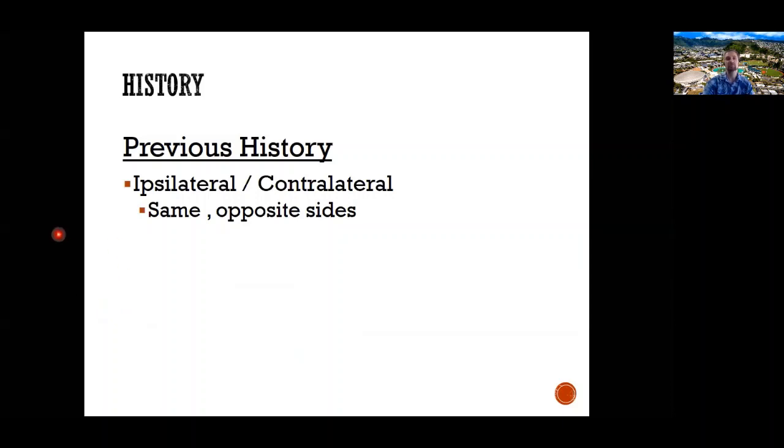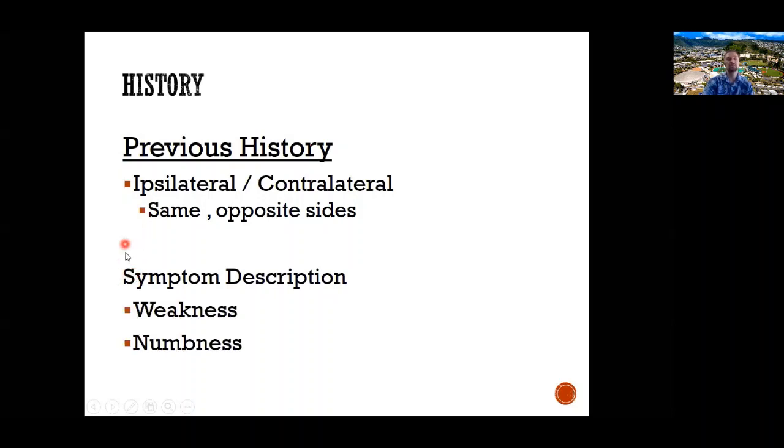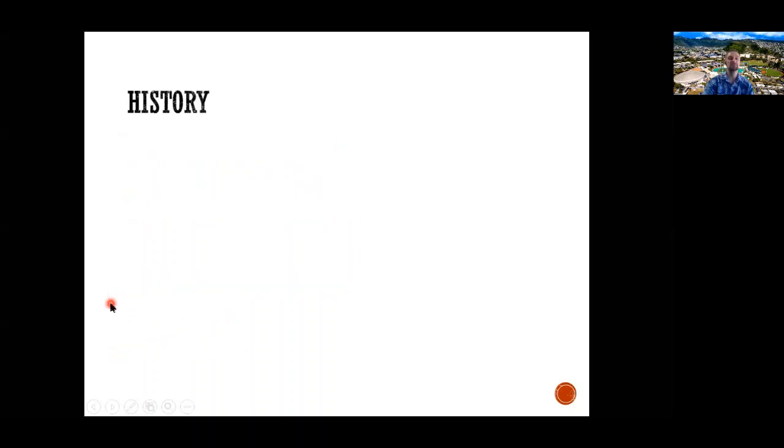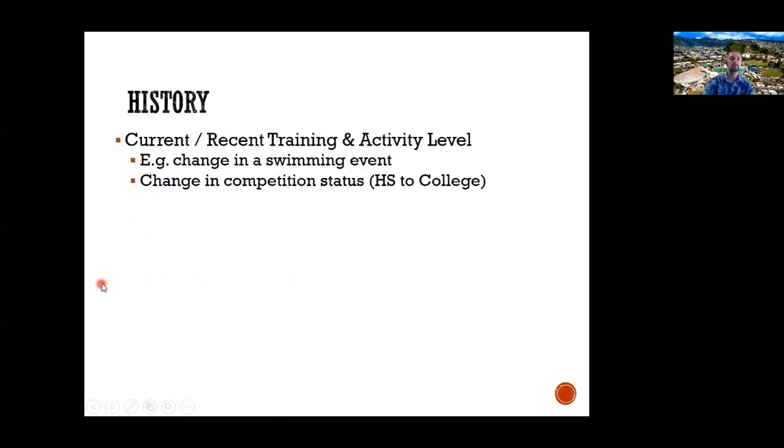Okay, so after we wrap up the current injury during the history portion, we also have to think about previous injuries or things that are affecting it. So injuries to the same or opposite side, the ipsilateral and contralateral joints or limbs. And then there's symptom description, so things that are causing weakness or numbness.